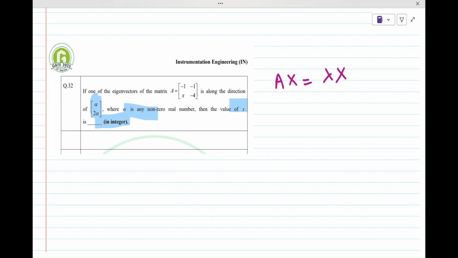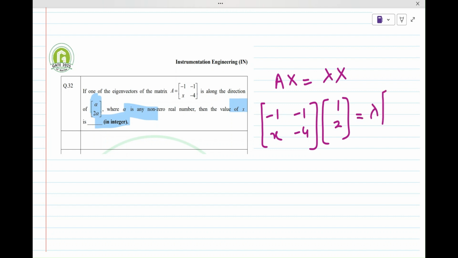A is given to you, with -1 and x, -4. What is x? X is your eigenvector. The eigenvector here is 1, 2, because alpha is a common ratio, we can take it outside. That equals lambda into 1, 2. Just simplify this one. So what we get? -1 minus 2, x minus 8 is equal to lambda, 2 lambda.